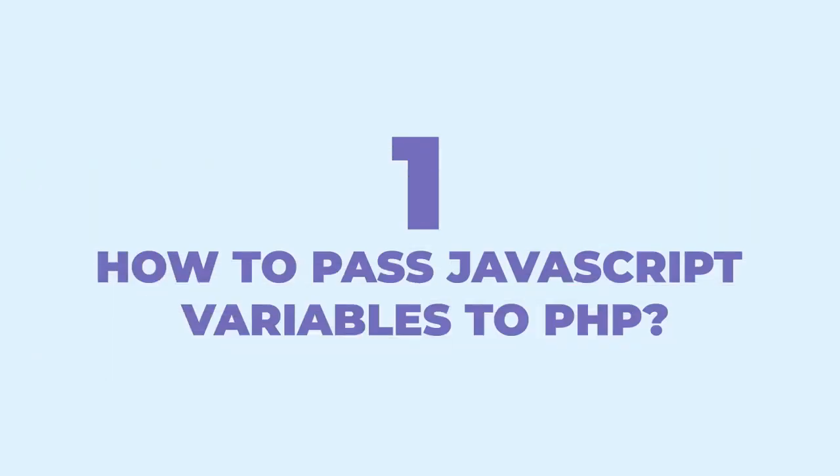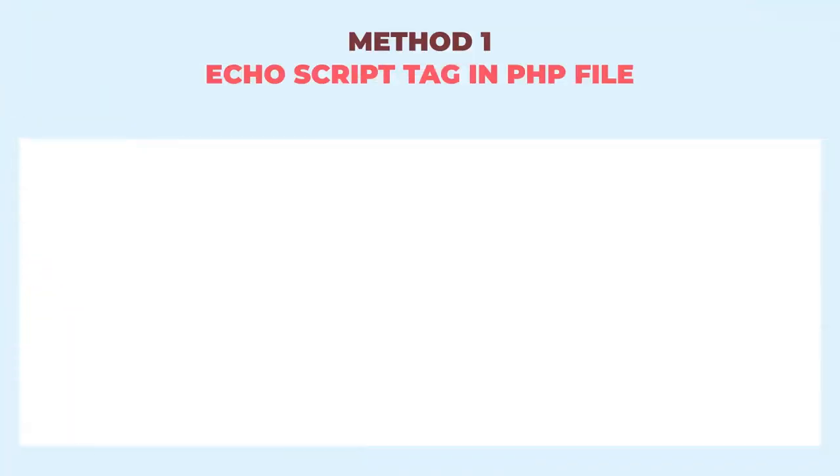First, how to pass JavaScript variables to PHP. I will show two methods for that, and the first method is passing JavaScript variable to PHP by echoing script tag in PHP file.